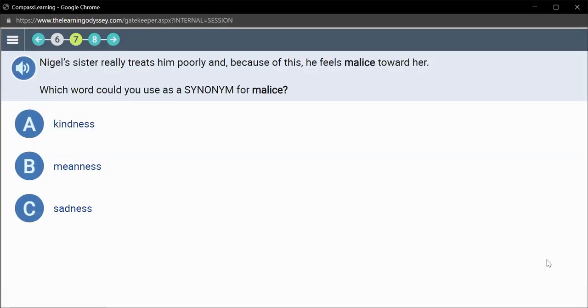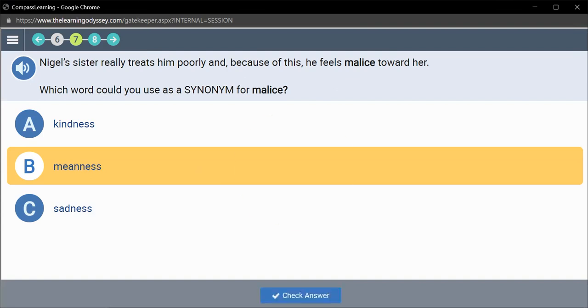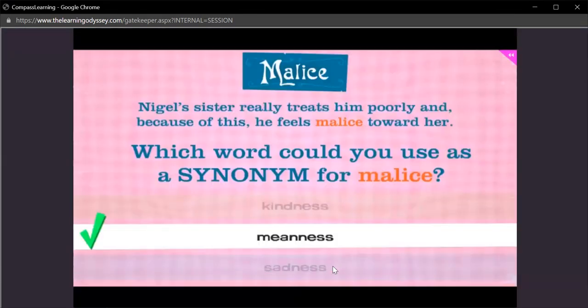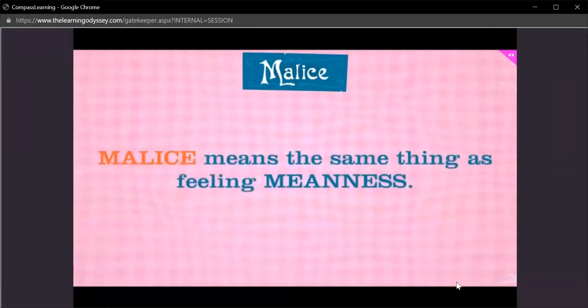Nigel's sister really treats him poorly, and because of this, he feels malice toward her. Which word could you use? Meanness. If you feel malice, that's the same thing as feeling meanness.